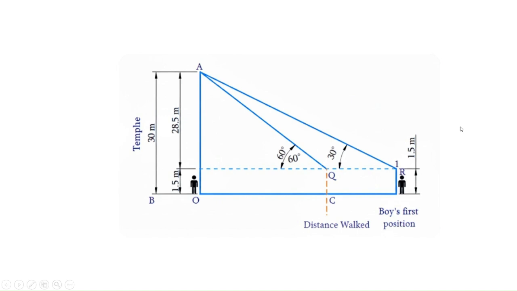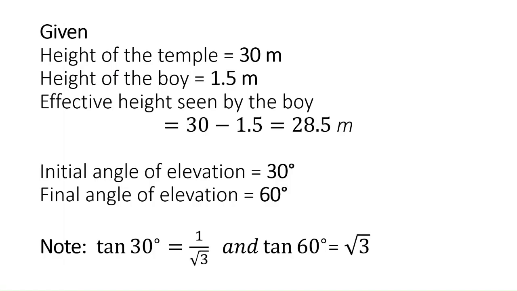So here the boy has walked certain distance, d meters. But that d meters only we need to find out. Clear? Right. Now coming back to the solution. It is given height of the temple is 30 meters, height of the boy is 1.5 meters, effective height seen by the boy is 28.5 meters. That is 30 minus 1.5, the height of the temple minus height of the boy.